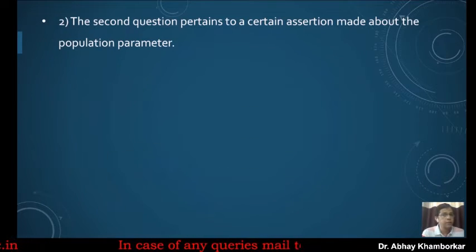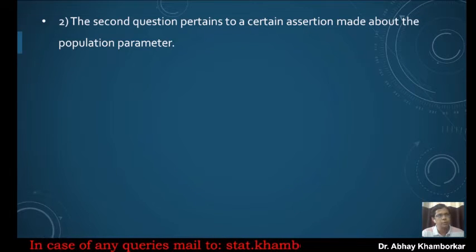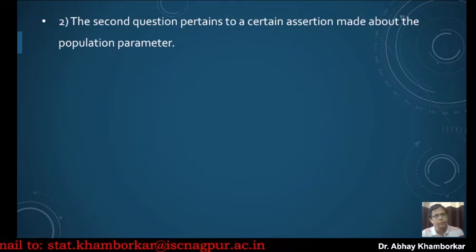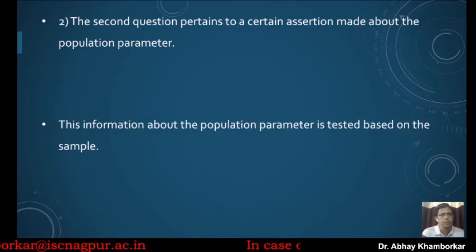Now the second question is that a certain assertion is made about the population parameter. A certain assertion means a certain statement, that means some information is there and therefore we are able to write down that particular statement. I told you theta equal to 4, that means that information is there and therefore we are able to write down that assertion about the population parameter. That is nothing but the hypothesis.